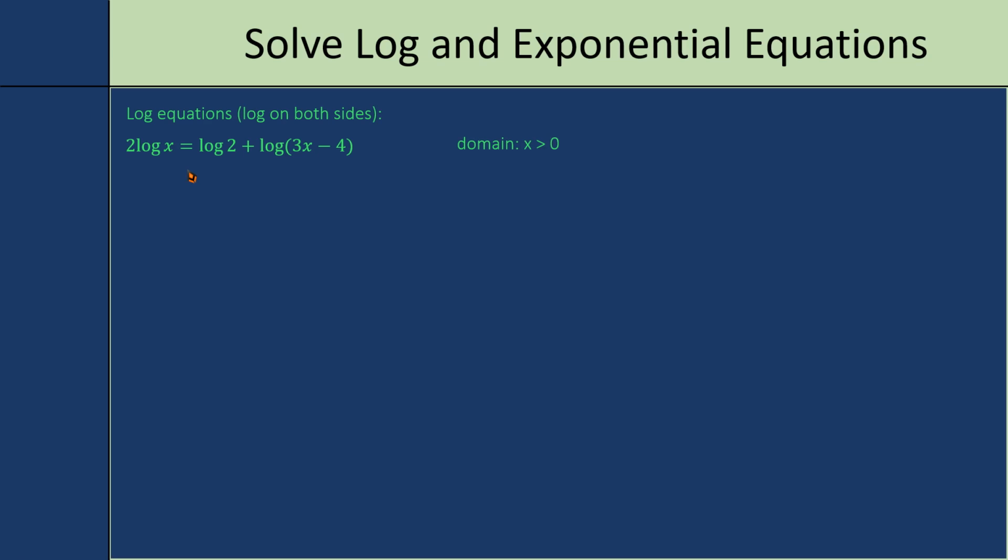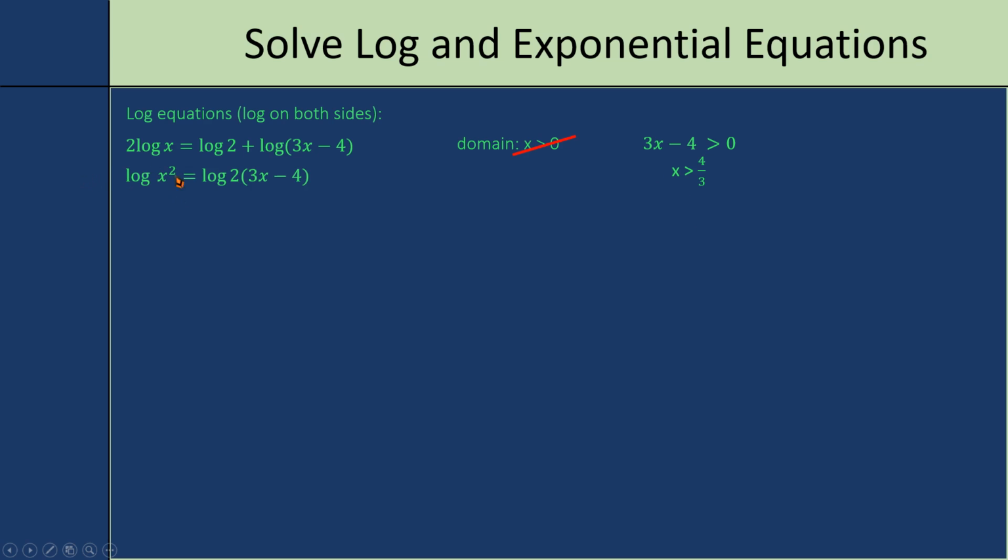Okay, so the domain is you take this argument, x is greater than 0, and I take this argument, 3x minus 4 is greater than 0. So x has to be larger than 4/3. So I don't care about the 0 anymore, right? My domain has to be larger than 4/3. Okay, because larger than 0 doesn't matter unless it's also larger than 4/3.